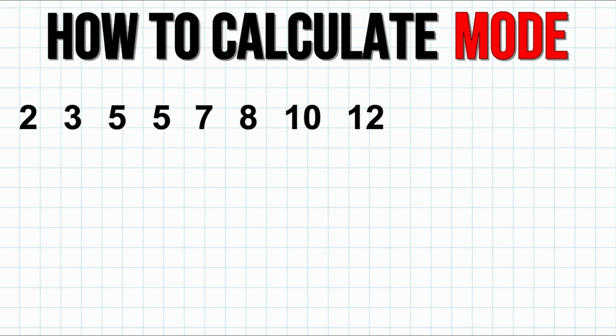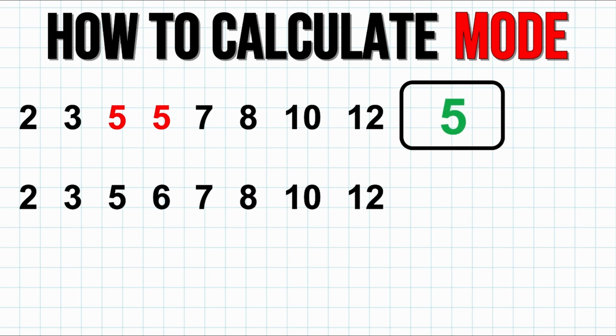When you hear mode, I want you to think mode sounds like most. And so here, I'm looking for the number that appears the most often. And you'll see that every number appears once except 5. 5 appears twice. And since it appears the most often, 5 would be my mode.